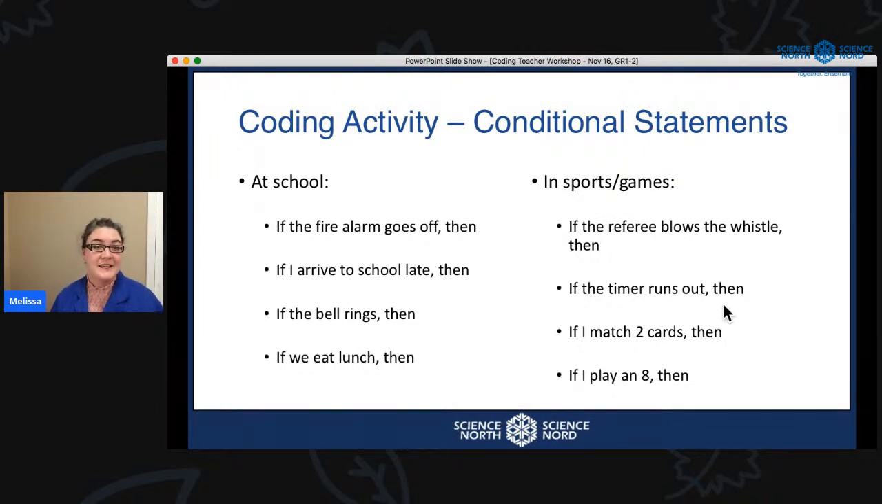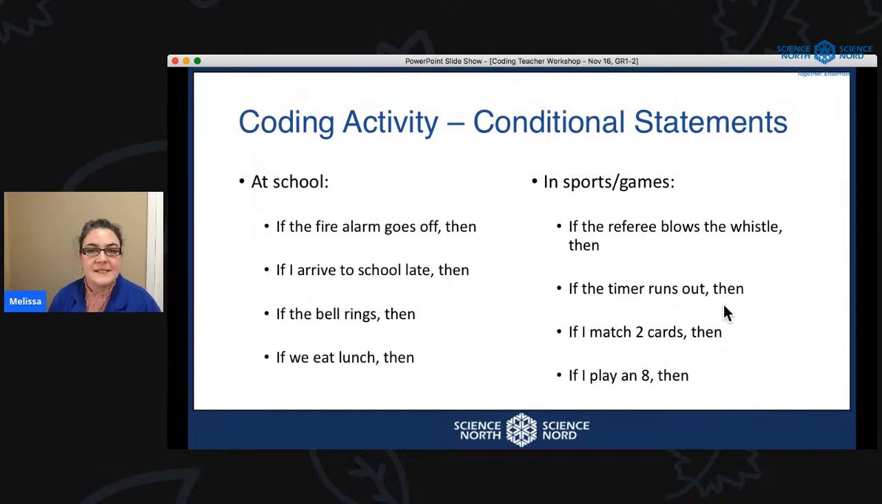So at school, if the fire alarm goes off, then we need to line up, or whatever is going to be your classroom procedure. If I arrive to school late, then what is the consequence that happens there? So students can either come up with their own if-then statements or fill these in.